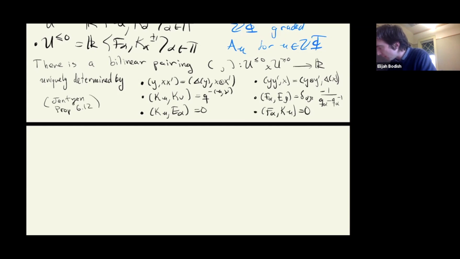Oh, and I should maybe remind you, what do I mean in these formulas? If I have A tensor B, C tensor D, I'm extending my pairing on U less than or equal to 0 cross U greater than or equal to 0, to U tensor U cross U tensor U by just multiplying. So I pair A and C, and I pair B and D.